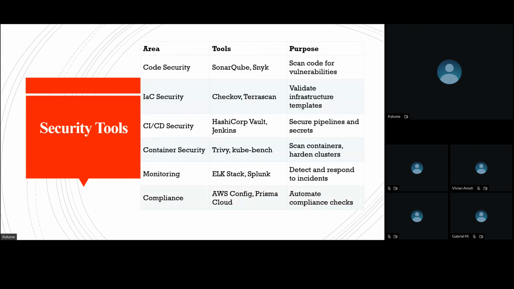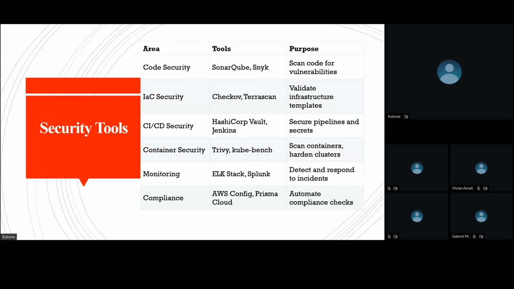So here we are. These are some of the security tools. For code security, we have SonarQube and Snyk to scan code for vulnerabilities. For infrastructure as code security, we have Checkov and Terrascan to validate the infrastructure templates. Then CI/CD security, we have HashiCorp Vault and Jenkins. Jenkins will automate, then HashiCorp Vault will store our secrets, so we secure the pipeline and secrets.